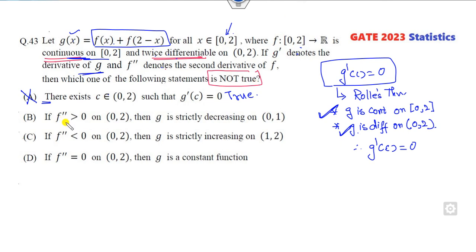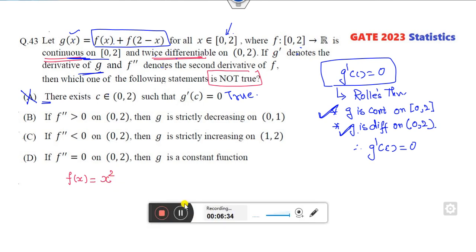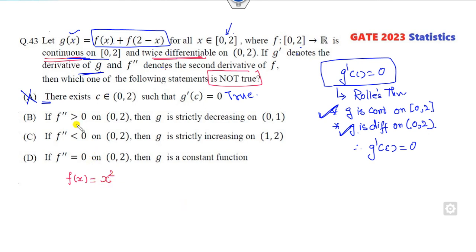Now look at the second part. f'' is greater than 0. Since f is any continuous function, you can think of any function which is continuous and whose second derivative is greater than 0. The simplest one is x squared. You can clearly say the second derivative is 2, which is greater than 0. It satisfies this property.